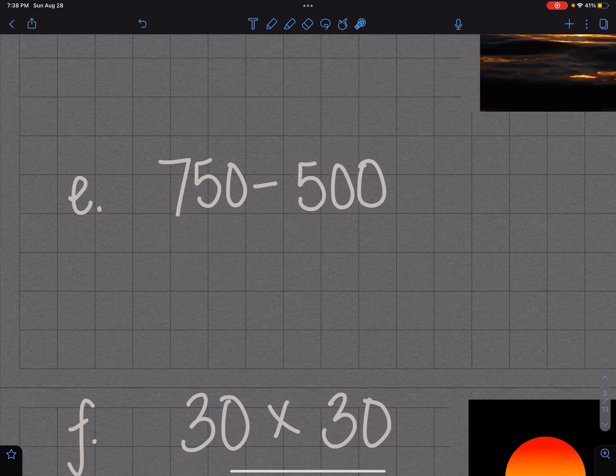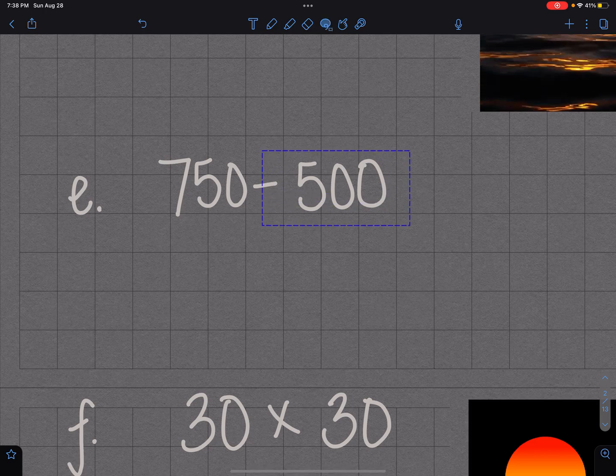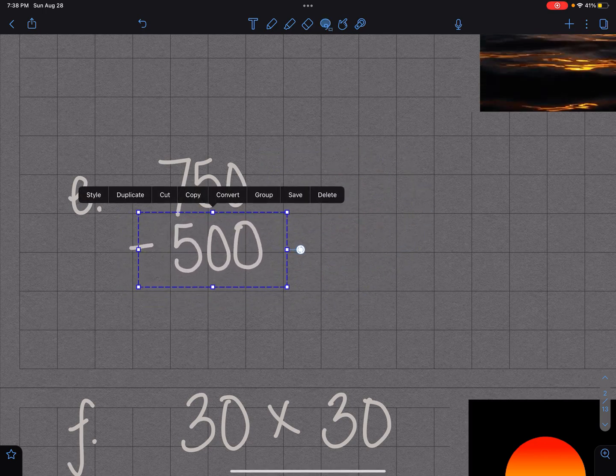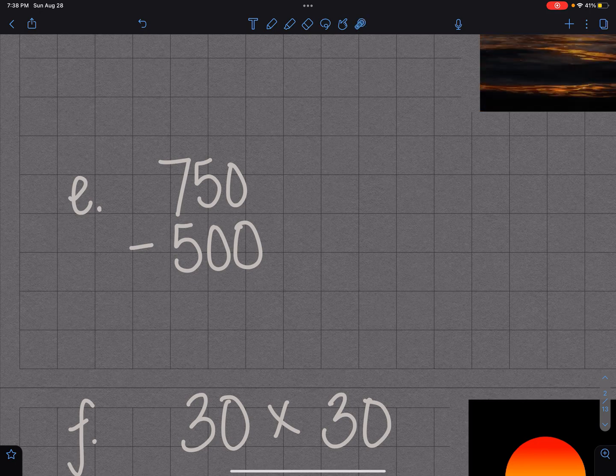Now you're going to have to borrow in your head here, or if you kind of visualize it like that, what I can do is just do 75 minus 50 in my head because I just think of quarters.